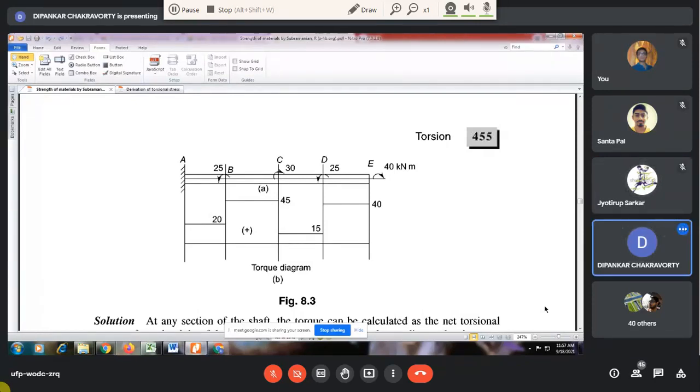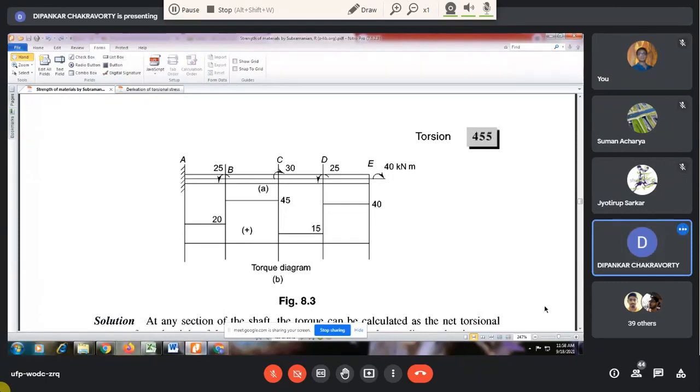Now the torsion which has been applied at the point D will be a torsion vector acting towards the right. Are you convinced? Yes, sir. Now again, the concentrated torsion which is applied at C will be towards the left, and at B that will be towards the right.